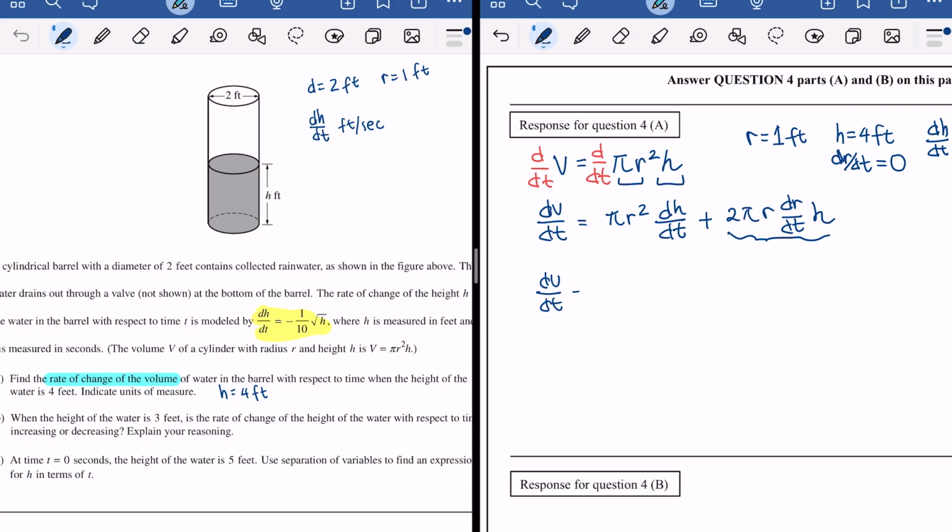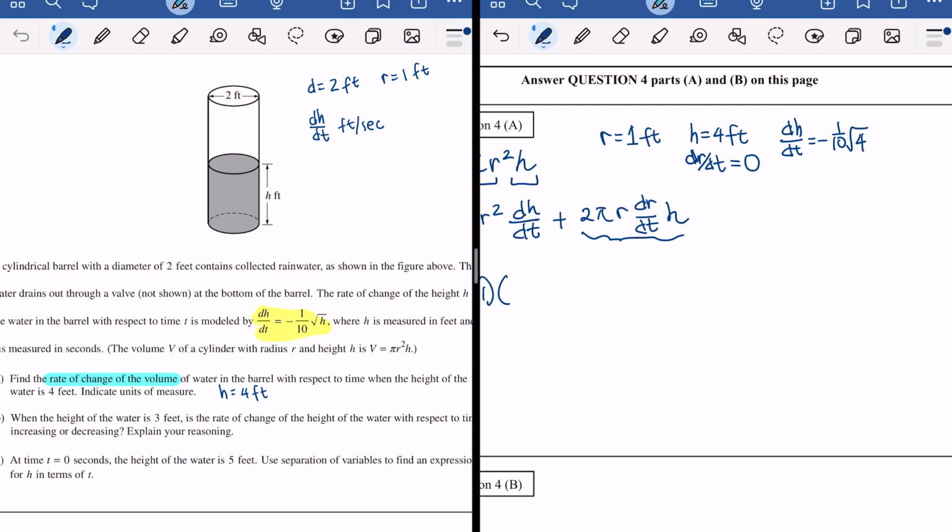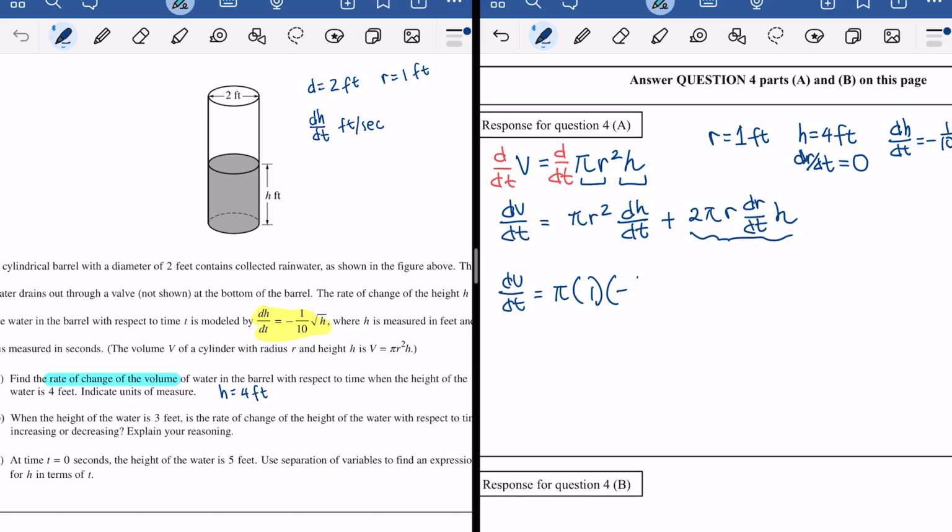And dv dt is going to be pi times r, which is 1, times dh dt. I'm going to use safe stop by plugging in negative 1 over 10 square root of 4. And if you do that, you can just stop here and use the correct units. Our volume is in terms of cubic feet. Our time is seconds. This is a rate of change, so the correct unit will be cubic feet per second.